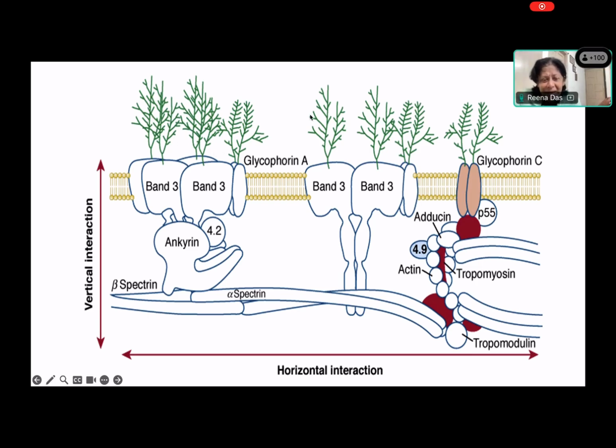And you see these multiple green colored structures at the top. These are various kinds of membrane-bound antibodies which are formed, and multiple things are there on the membrane. So the red cell membrane is a very, very active kind of membrane.